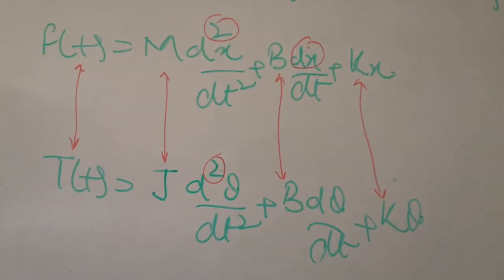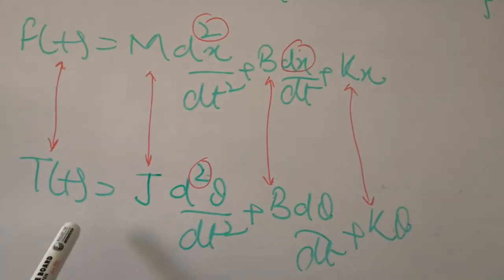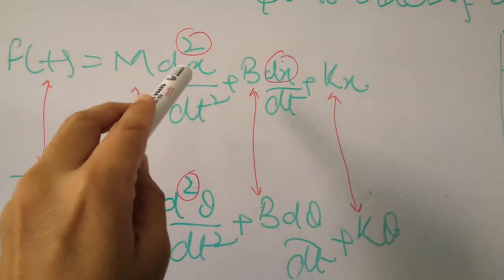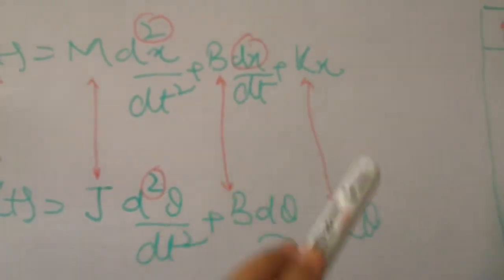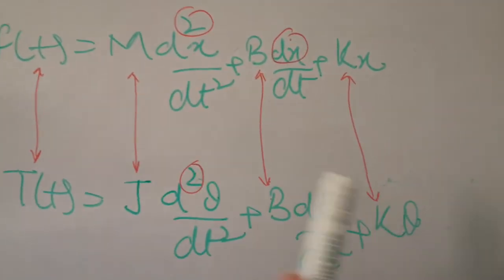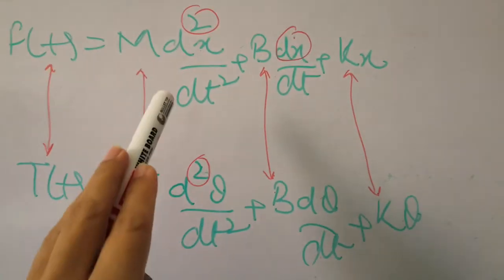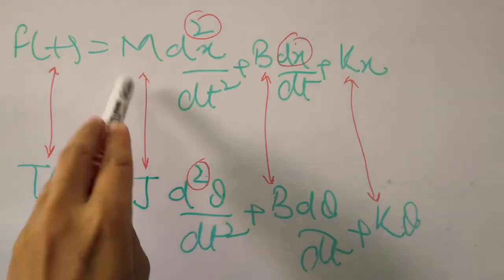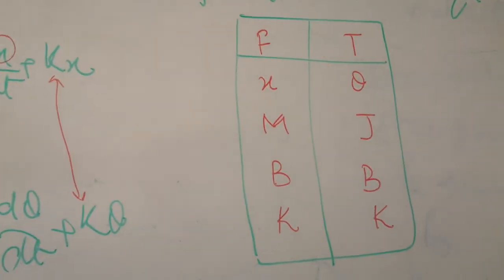So we have only to equate all these constants, like force here is equivalent to torque, M here is equivalent to moment of inertia, X displacement is equal to angular displacement, B is equivalent to B, and K is equivalent to K. So that means these two systems make out to be analogous of each other. That means if we know one, then we can transform it to the other form. So depending on this, we have got the analogy table for force and torque.